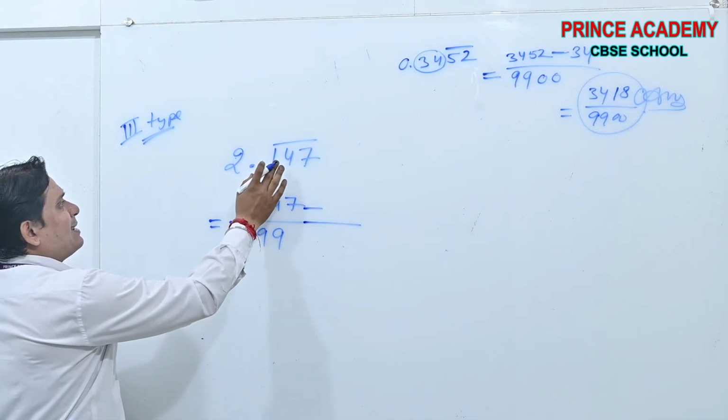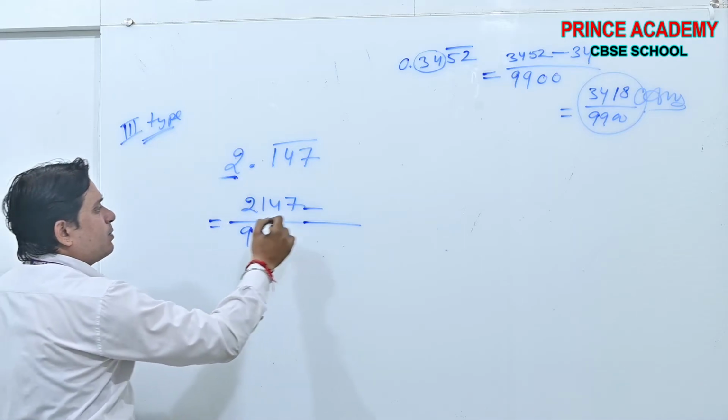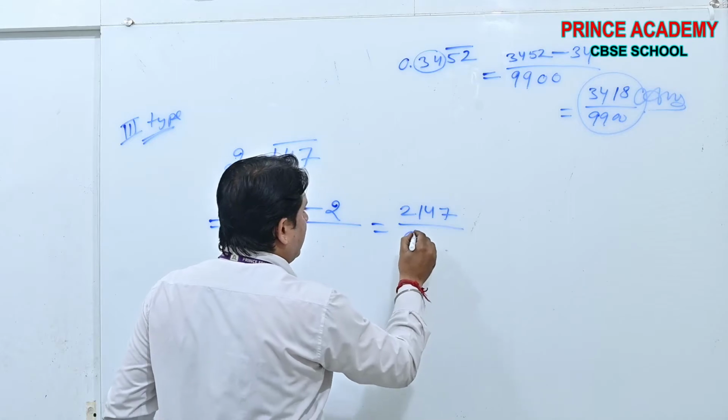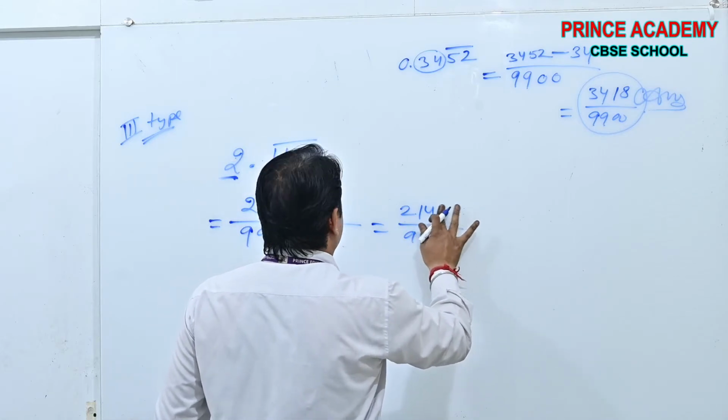Minus the before decimal portion. You will get 2147 by 999. Sorry, minus 2 is there. 5.